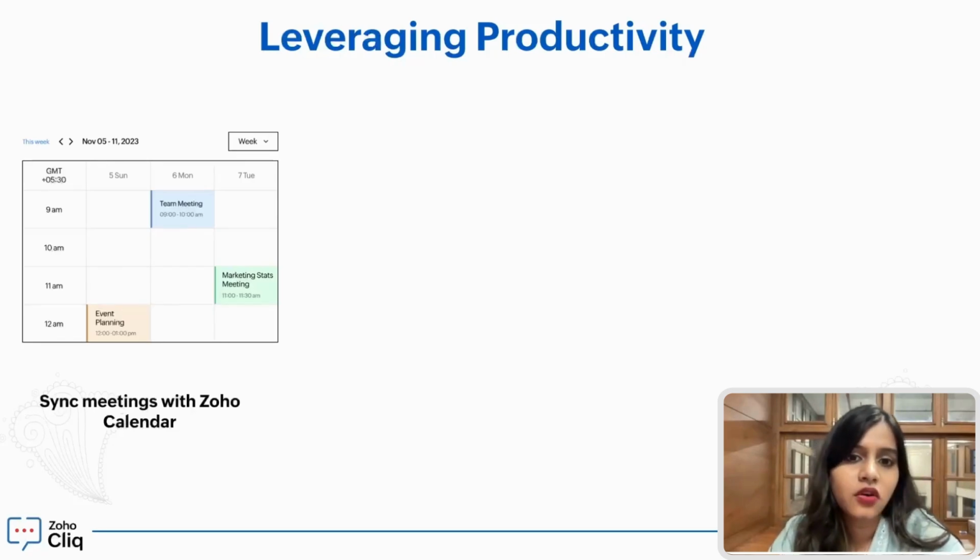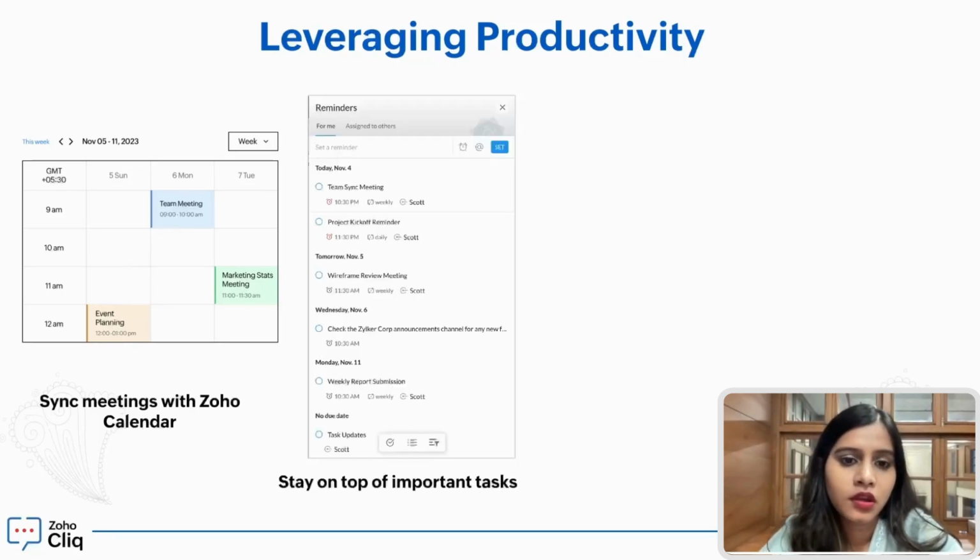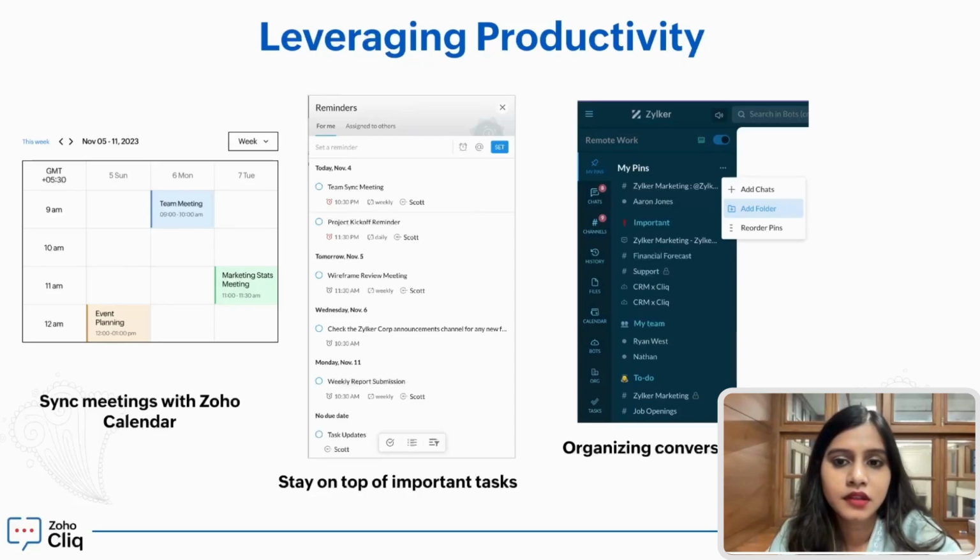When you create or schedule a meeting in Zoho Cliq, it automatically syncs with Zoho Calendar, ensuring your team's well informed and on schedule. Using reminders will give you timely nudges, helping you stay on top of your tasks that need to be completed or assigned to your team. To quickly access your most important chats, channels, and threads, you can organize them into folders and pin them for easy reference.